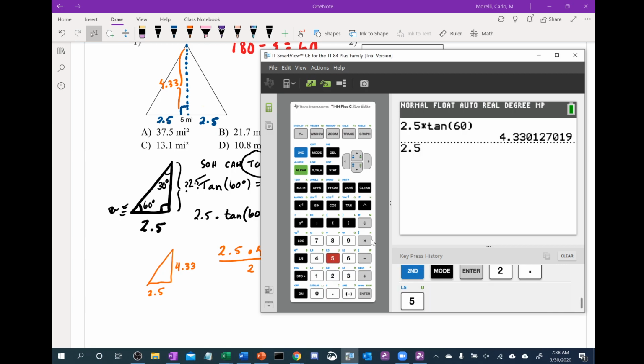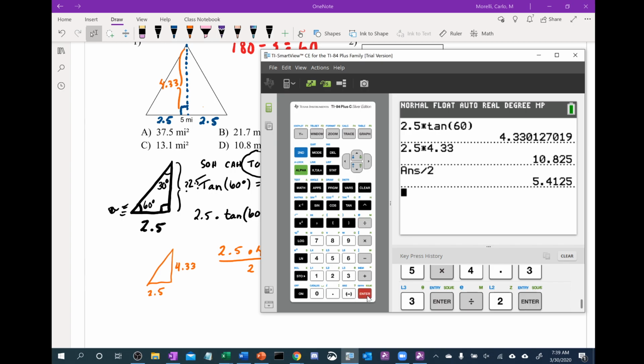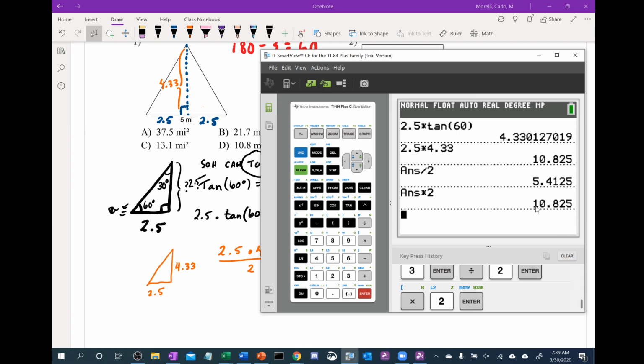Okay, so let's go back to the calculator to help us out with that. 2.5 times 4.33 is 10.825, divided by 2 is 5.41. That's the area of half of the triangle. So what we need to do is multiply that by 2 to get the area of the big triangle, of both triangles together. So that gives us a total area of approximately 10.825.